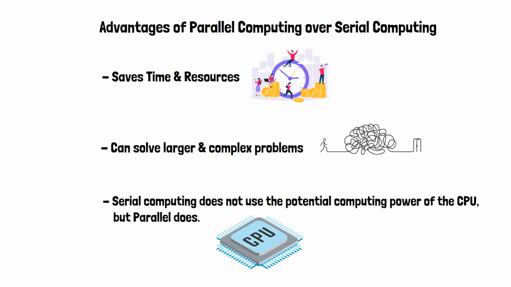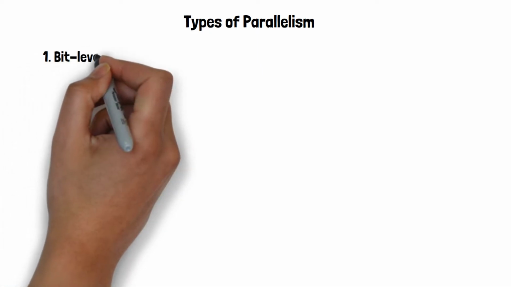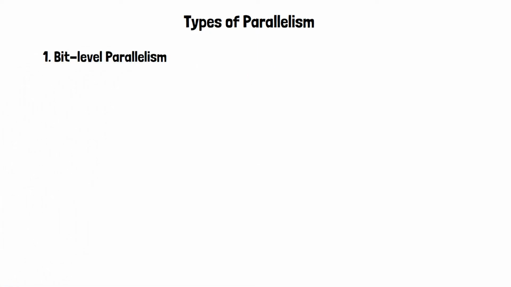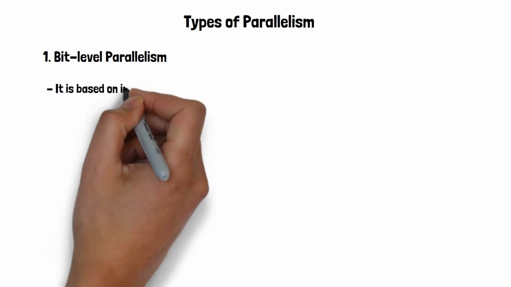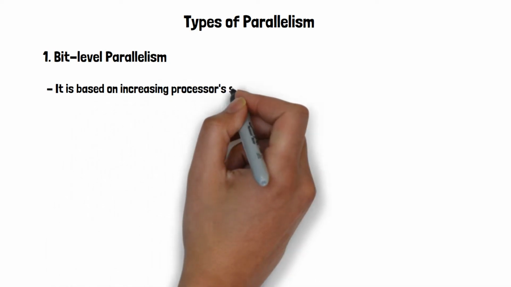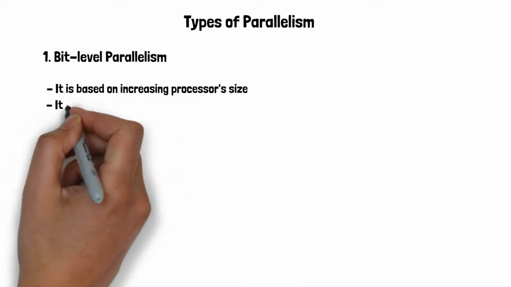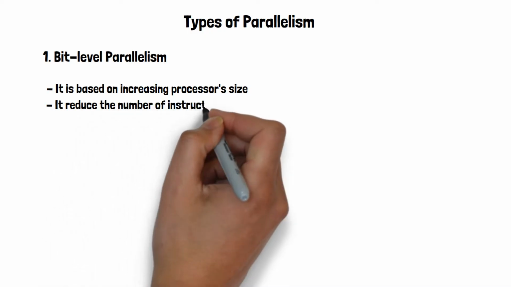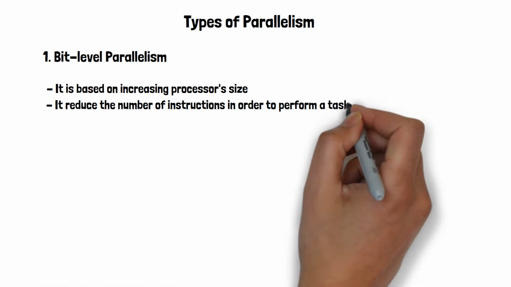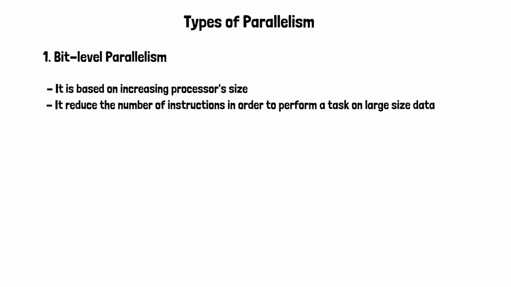Now let's look at the types of parallelism. Number 1. Bit level parallelism. Bit level parallelism is based on increasing processor size. It reduces the number of instructions required to perform a task on large size data.